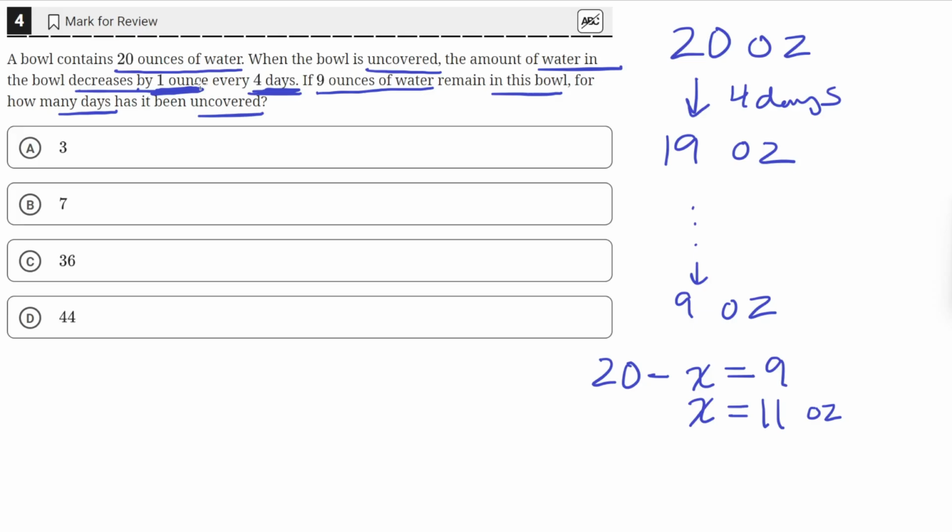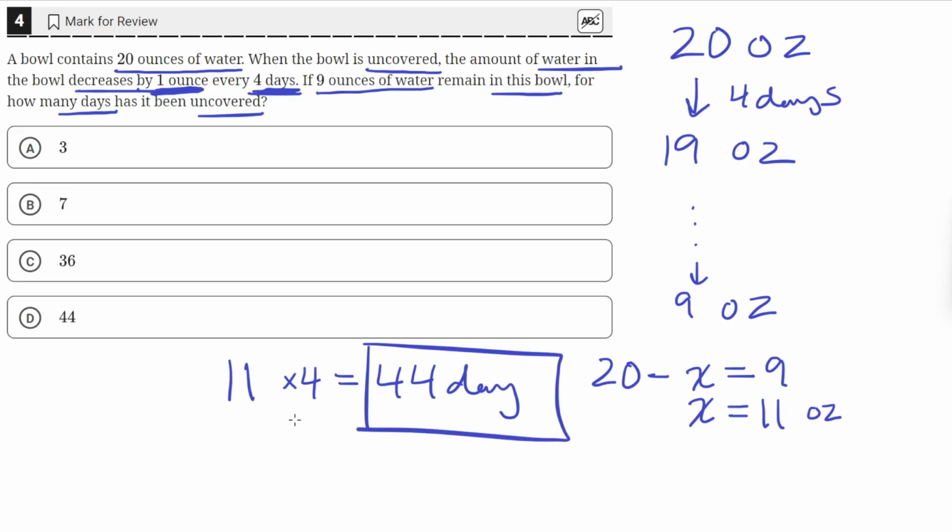And we know that it takes 4 days for 1 ounce to leave the bowl. So if 11 ounces left, then if we multiply that with 4, we'll get the total number of days it took for 11 ounces to leave the bowl, since each ounce takes 4 days. So that means 44 days passed for 9 ounces of water to remain in the bowl. So the correct answer choice is D.